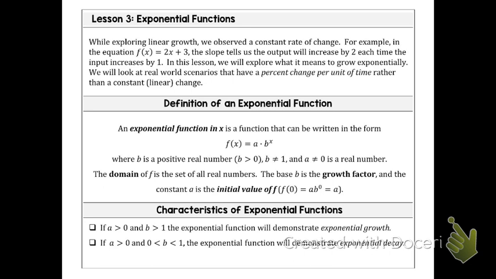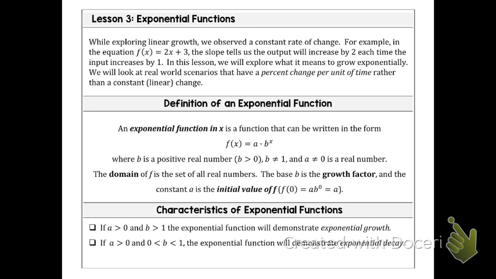So the definition of an exponential function is that an exponential function in x is a function that can be written in the form of f of x equals a times b to the x, where b is a positive real number, which means it's greater than 0, but not equal to 1, and a cannot equal 0 and is a real number. The domain of f is the set of all real numbers. The base b is the growth factor, and the constant a is the initial value of f, which means that when you plug in f of 0, you get a times b to the 0, which just gives us a, because remember, anything to the 0 power is 1.